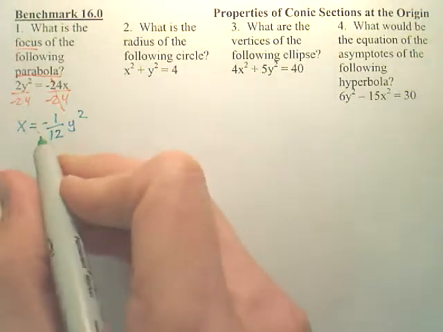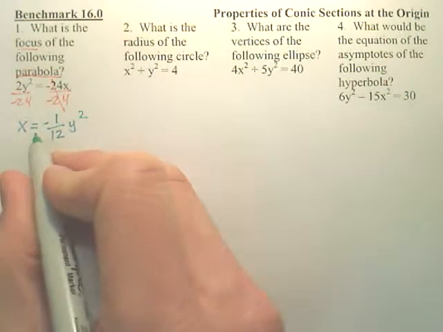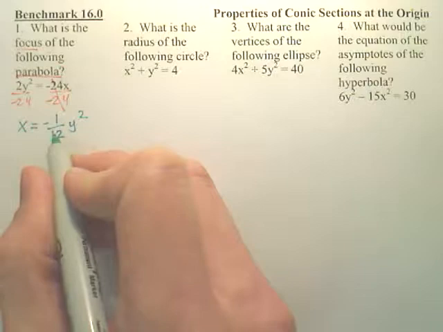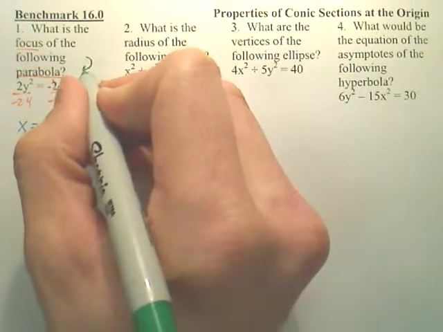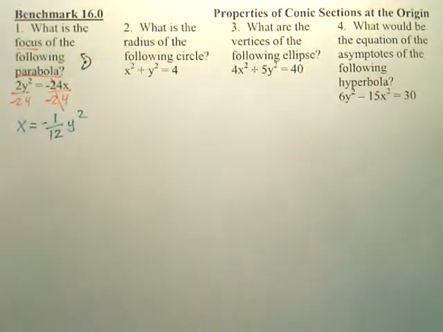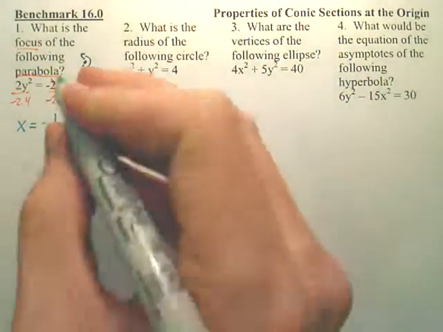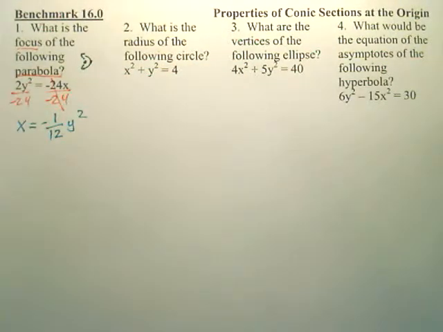So the first step is, what direction is this going to open? Since it's x equals, we know it's going to be along the x-axis. Since the a value is negative, we know it's going to be on the negative side of the x-axis, so it's going to be opening like this. And thus the focus is going to be somewhere inside. So I have to find out how far that focus is from the vertex.